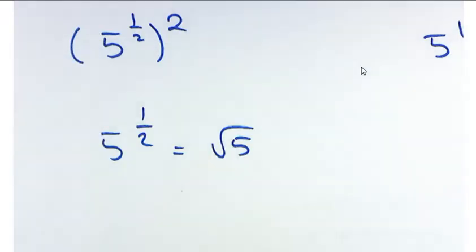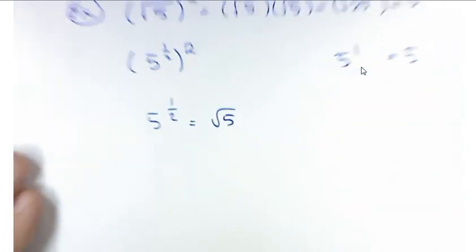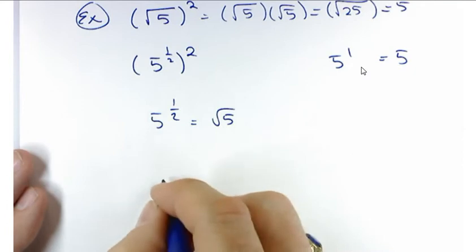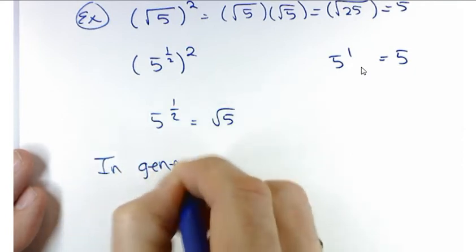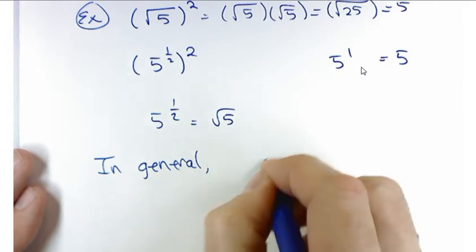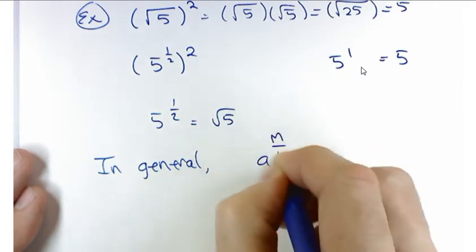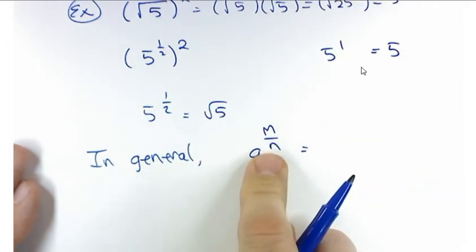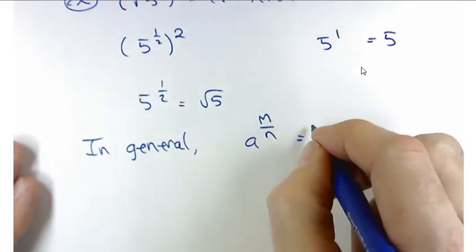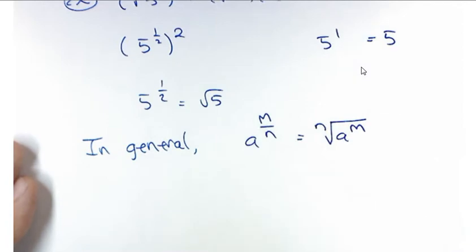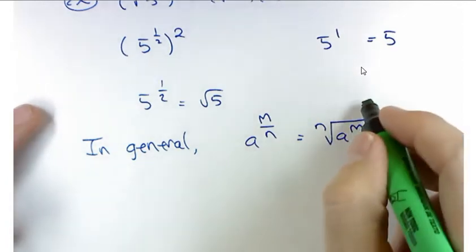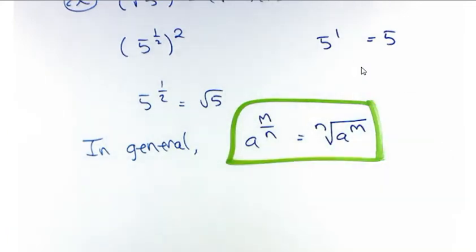Now, what we need to understand to fill out our understanding of problem number 132 is what happens in general. In general, a to the m over nth power, so this fractional exponent, is the nth root of a to the m. And this is a little gem that you need to memorize. This part right here.